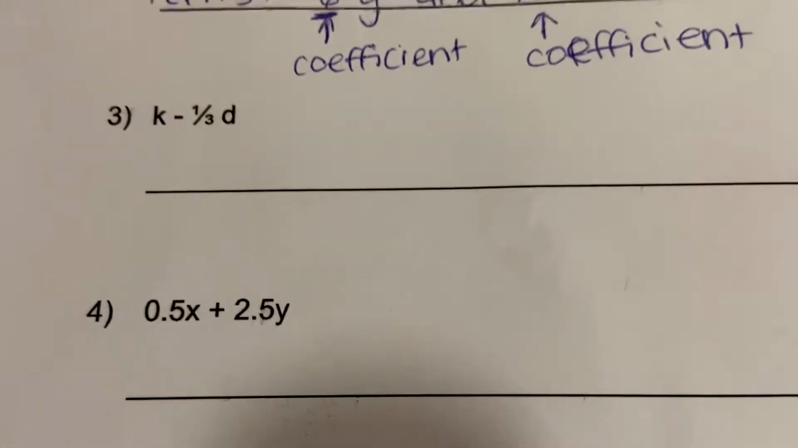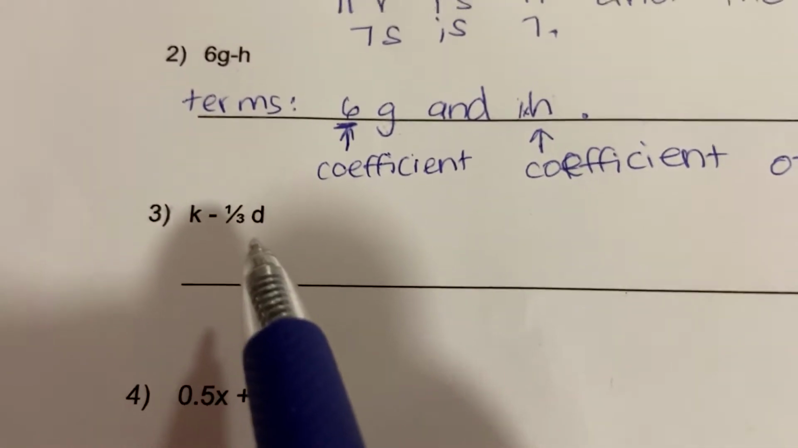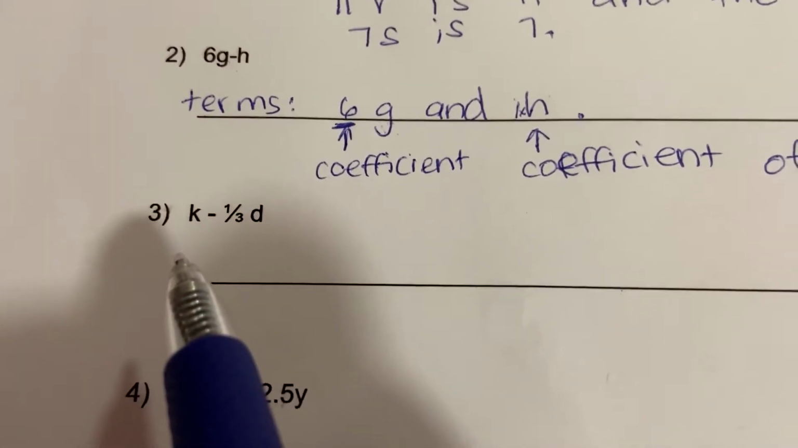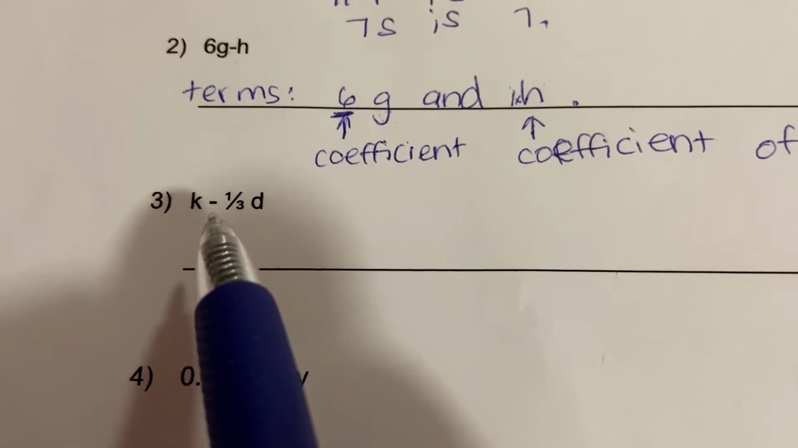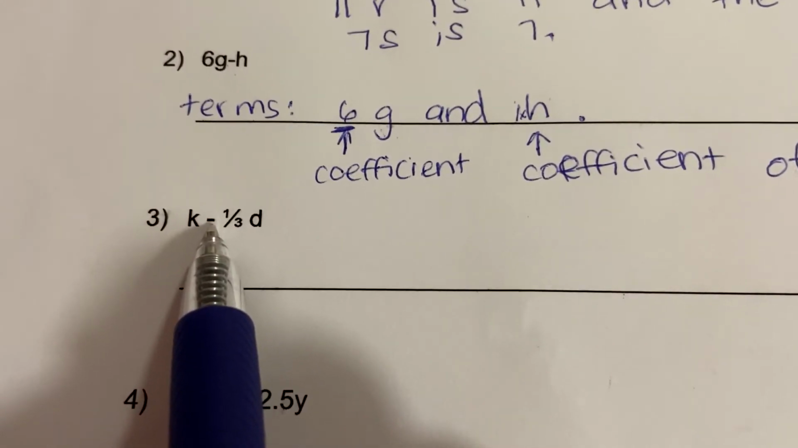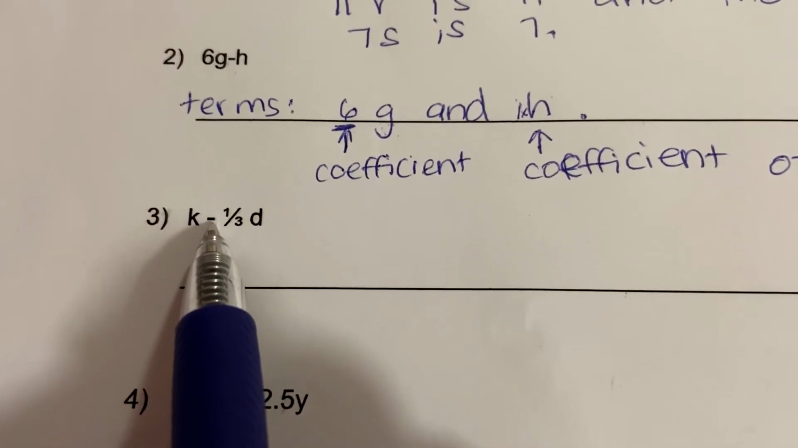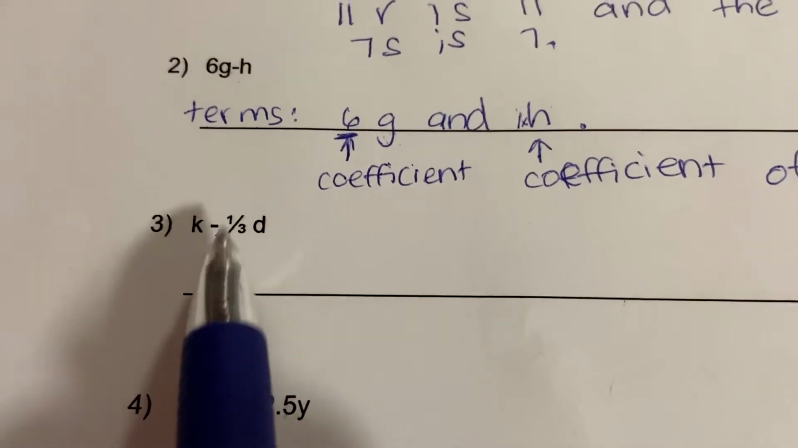Let's take a look at number 3. We have k minus 1/3 d. Again, the terms are separated by either an addition sign or a subtraction sign. I don't see addition here. I see my subtraction sign right here. So my terms would be on either side. You can almost imagine the subtraction sign creates a barrier, a wall. Well, what's on either side?